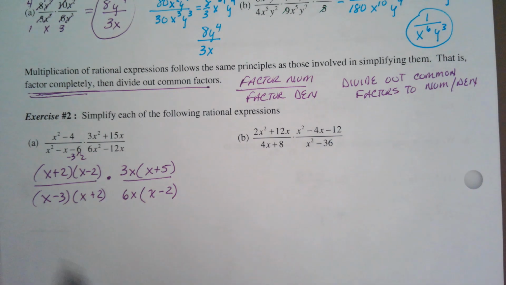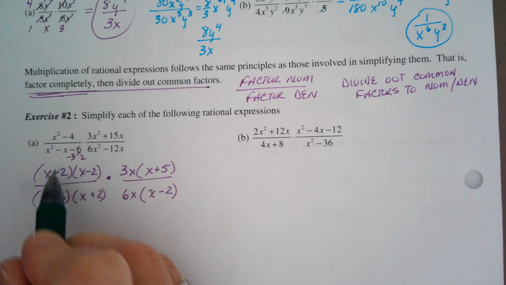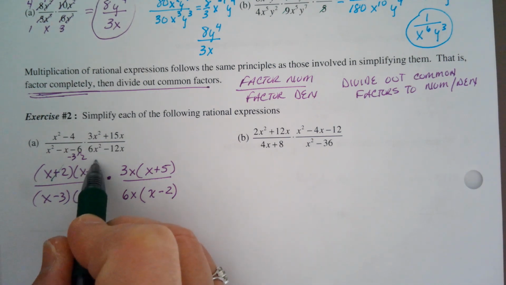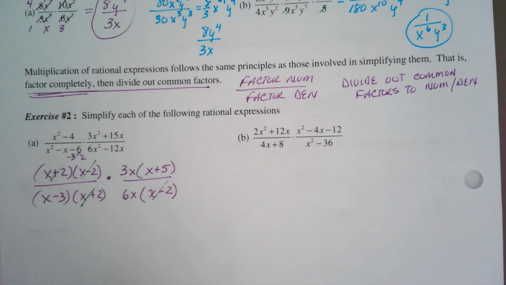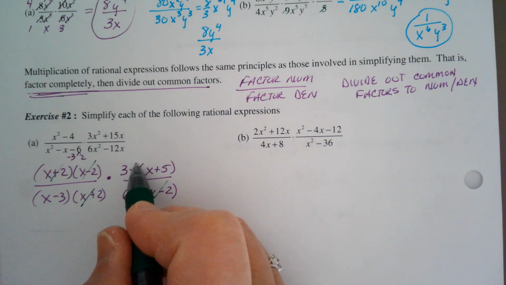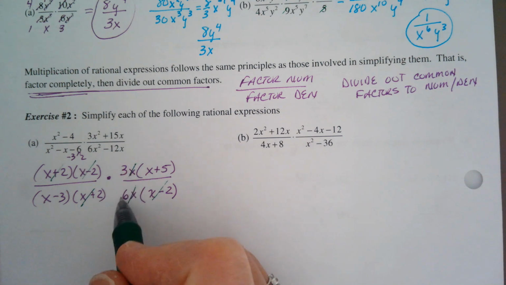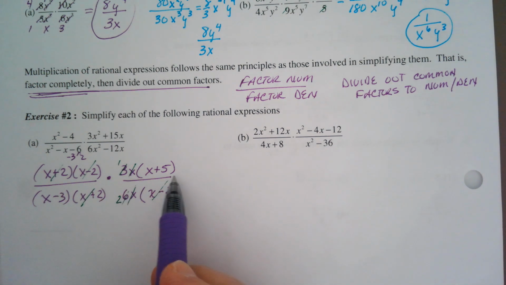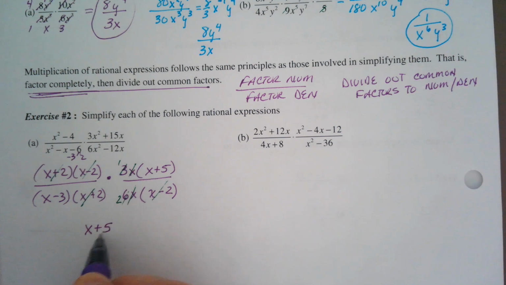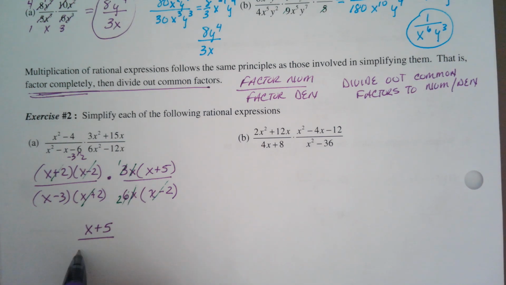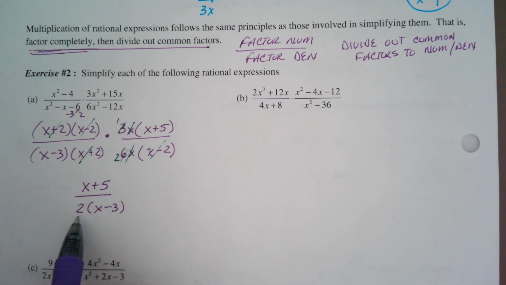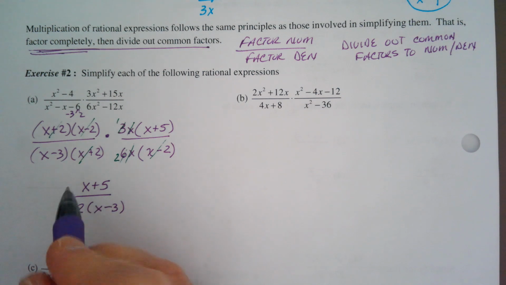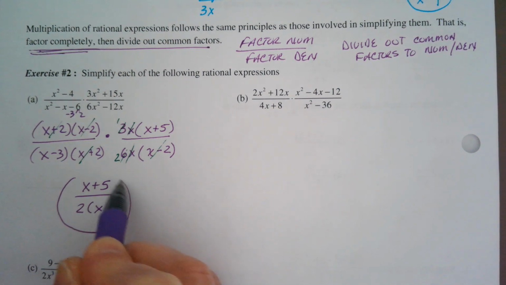Now, the x plus 2, numerator, denominator, divide out. The x minus 2, numerator, denominator, divide out. The x divides out. The 3 and the 6 reduce, 1 and 2. Our answer is, our numerator is x plus 5. Our denominator, we have 2 times x minus 3. And the 2 times x minus 3 can be left in this factored form. You do not have to distribute the 2 over the parentheses. This is our answer.